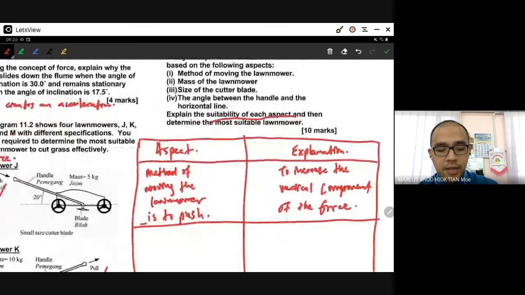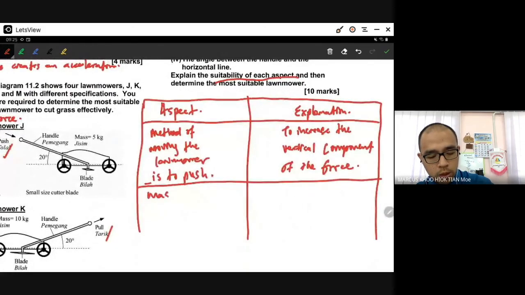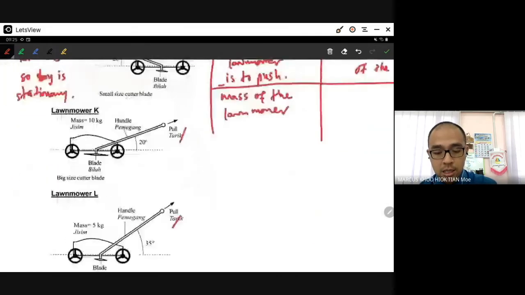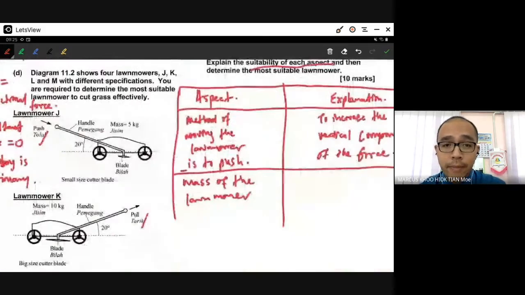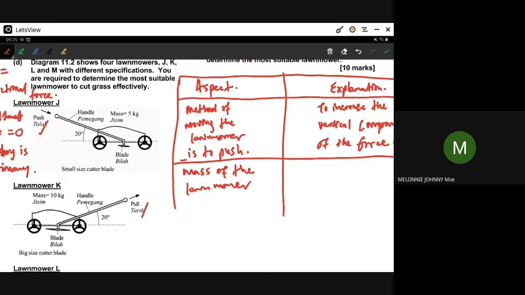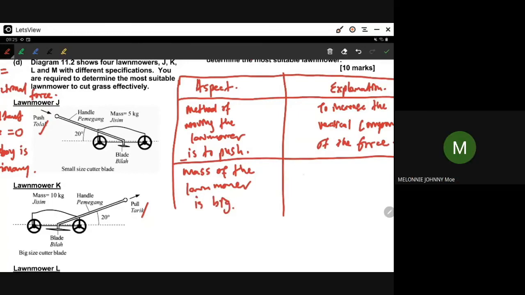Gembira betul. Okay, mass of the lawnmower. Let me see. 5 kg, 10 kg, 5 kg, and 10 kg. So when we answer mass, we don't say the number. We usually say small or big, higher or lower. So we want the mass of the lawnmower. What do you think? Should we have the lawnmower small mass or big mass? Big mass. Why big mass? To increase the total downward force.